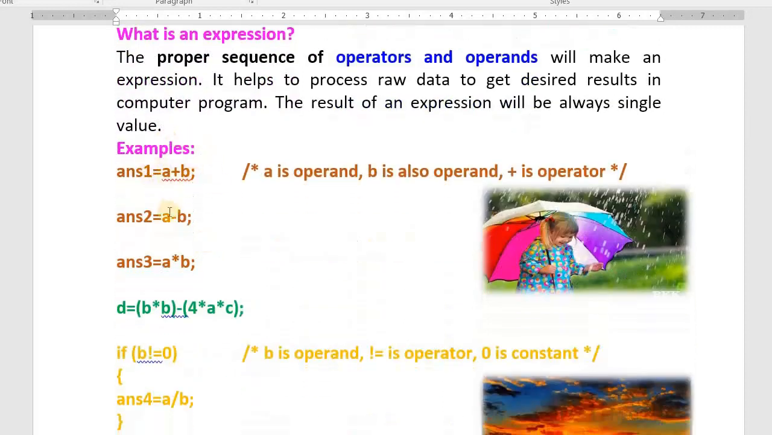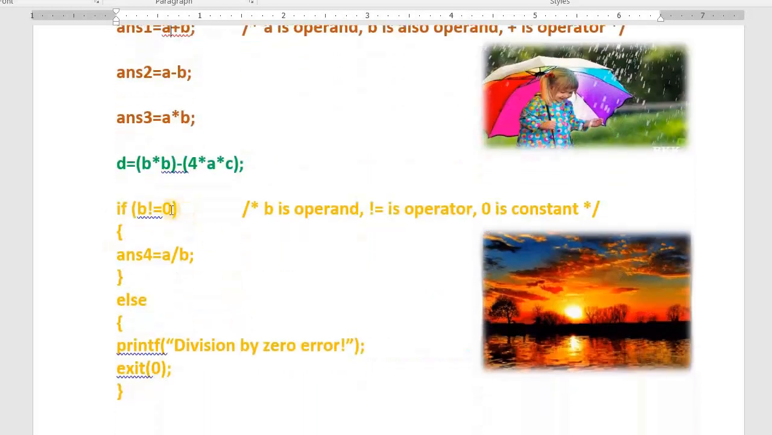This is an arithmetical expression, because arithmetical operators are used to perform arithmetical calculations. D equals b square minus 4ac. If b is not 0, no problem, you can perform the division operation. The division operator is used here, b is the operand, not equals to is a relational operator, and 0 is the constant. You can write examples like this in the examination and write the comments.